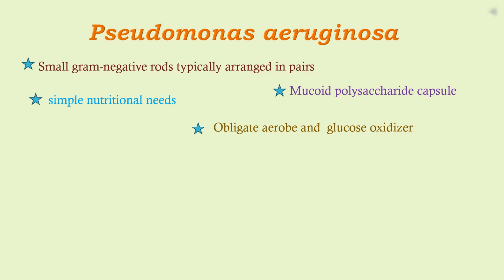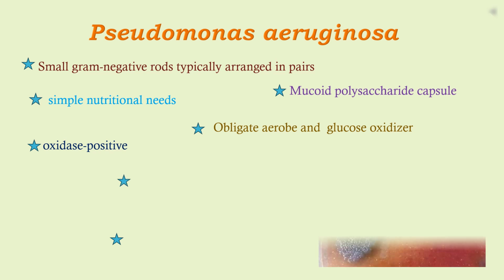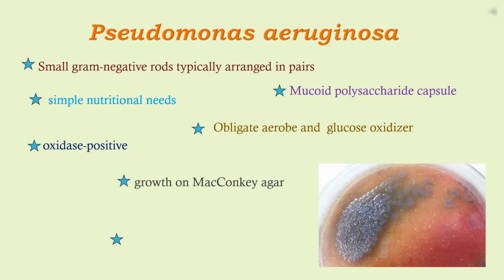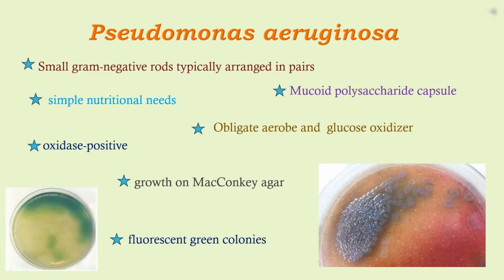The oxidase test is positive in this species, which is a very important characteristic, something we will explore further when discussing how it helps differentiate Pseudomonas from other bacteria in the laboratory. Pseudomonas aeruginosa can grow on MacConkey agar and form colorless colonies. It can also produce colonies with a characteristic green fluorescent pigment on the culture media.